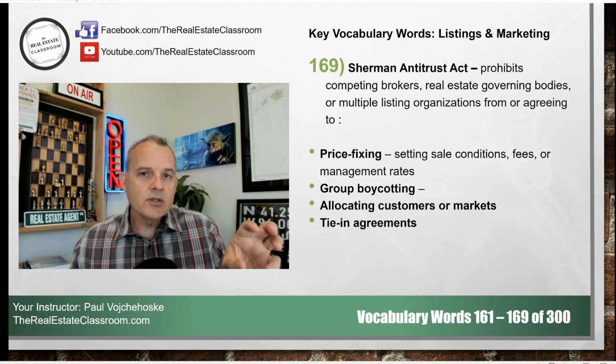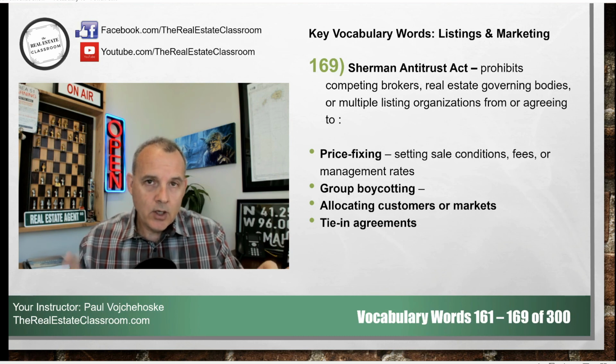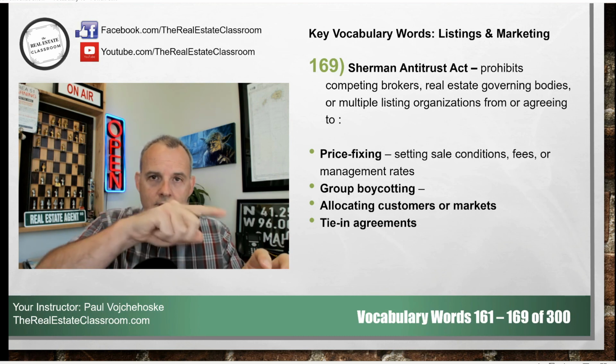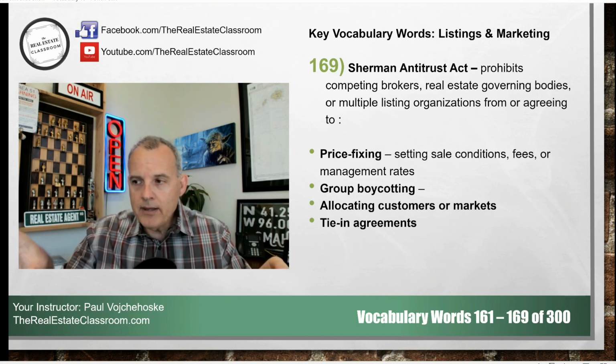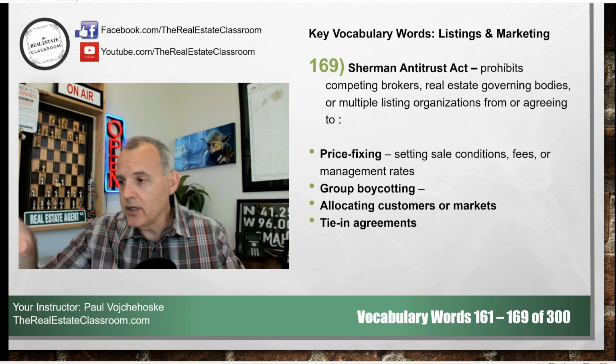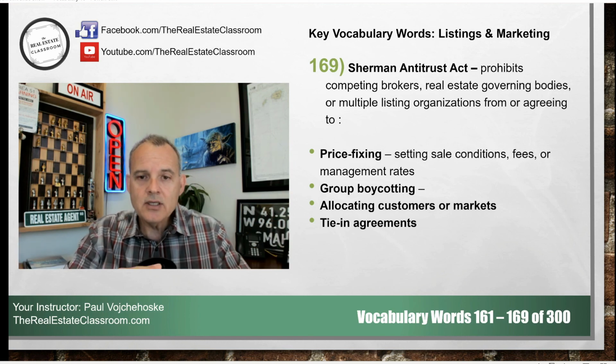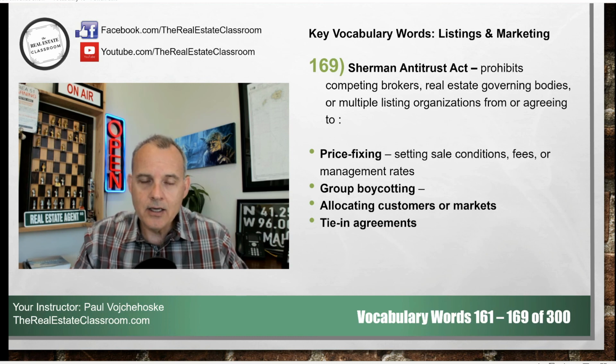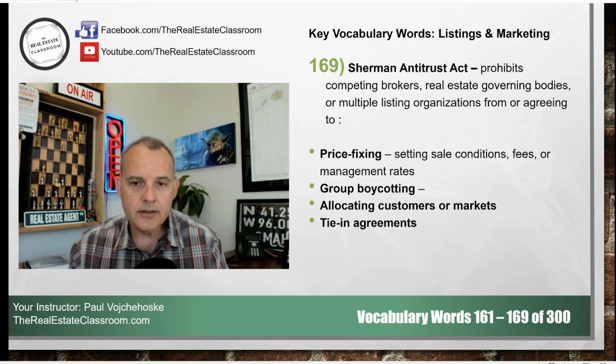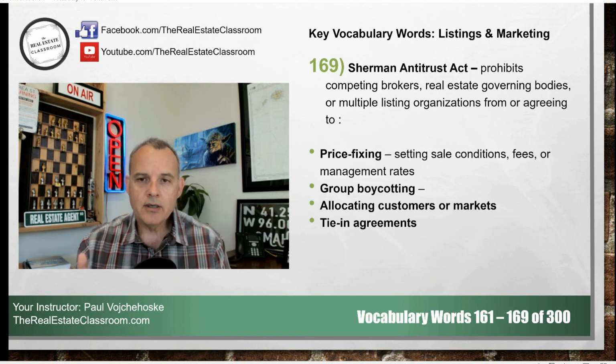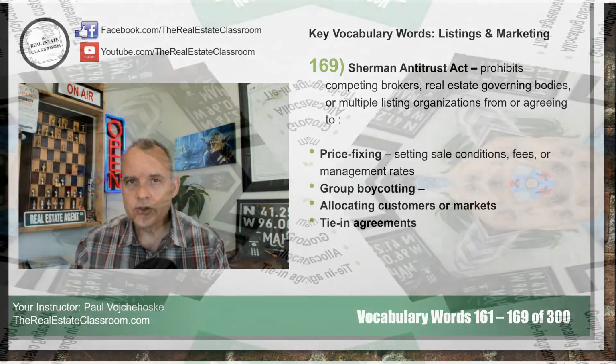So the listing agent is going to take a 4% listing with the guarantee that the seller is going to use them when they buy. Because remember, they're going to sell a house and then they have to buy a house. That is considered a tie-in agreement, and those are illegal in real estate because they violate the Sherman Antitrust Act.